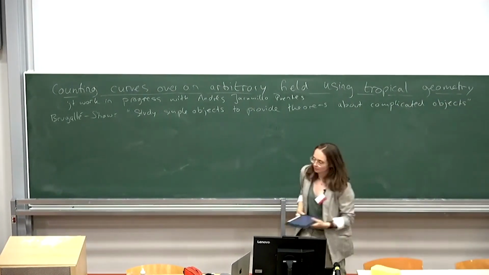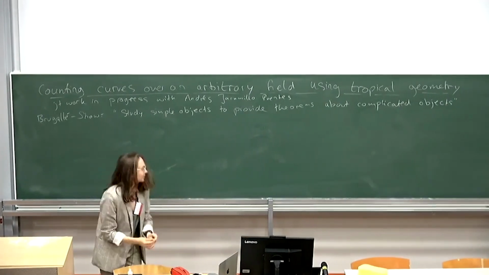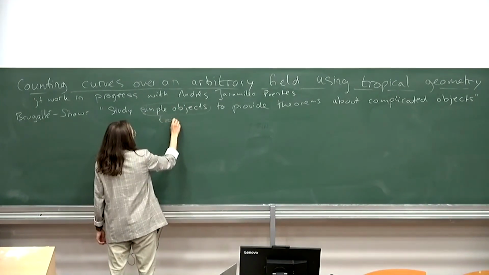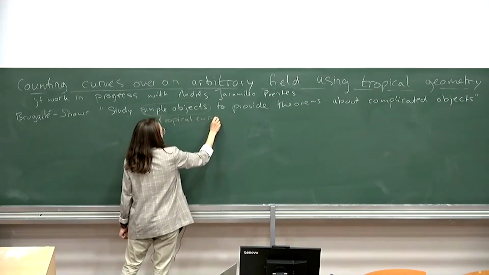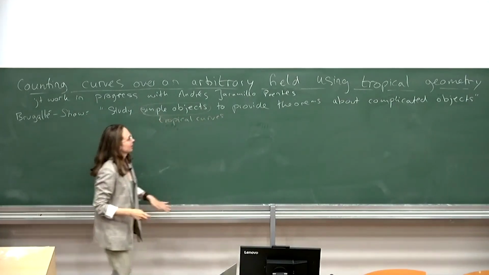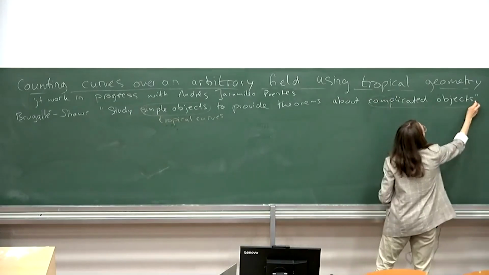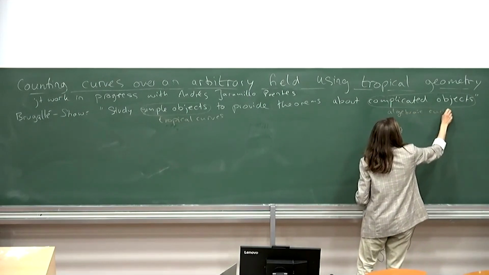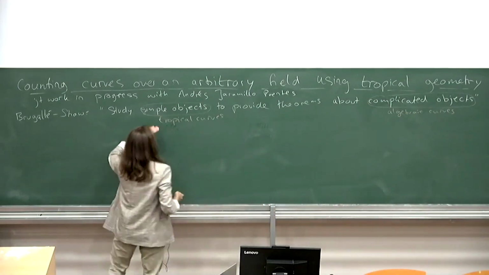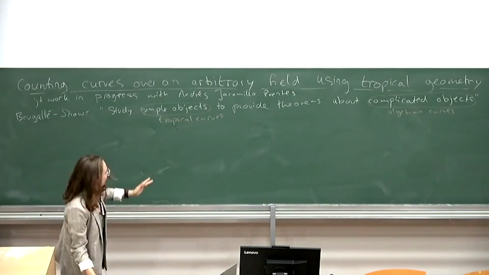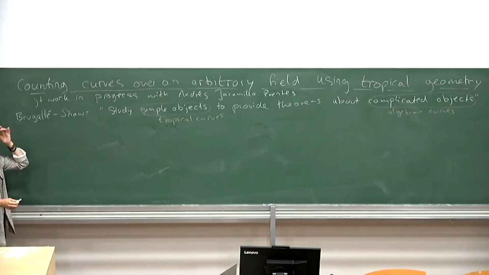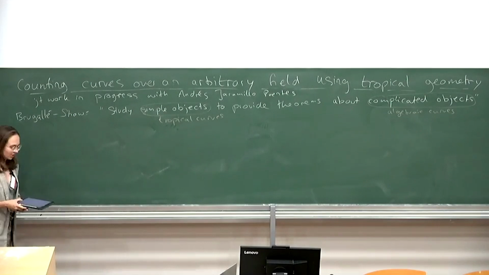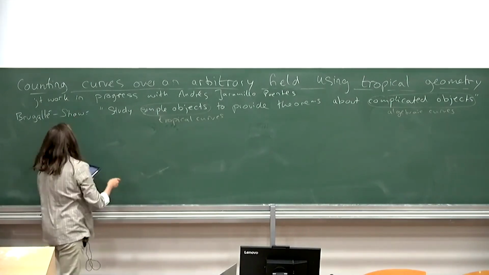So in the case today, the simple objects are tropical curves, which I will introduce first, and the complicated objects are algebraic curves. More precisely, I want to count algebraic curves by counting tropical curves. So this is the beginning of this really nice introduction to tropical geometry. And now I'm also following this introduction to introduce tropical curves.